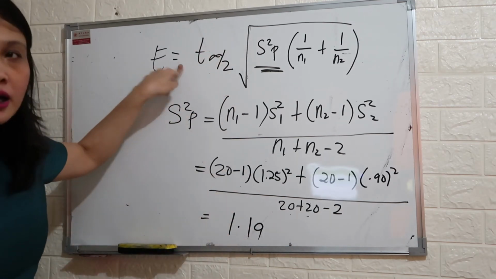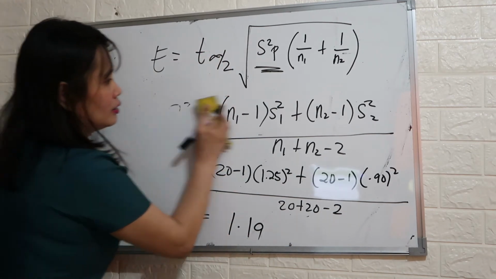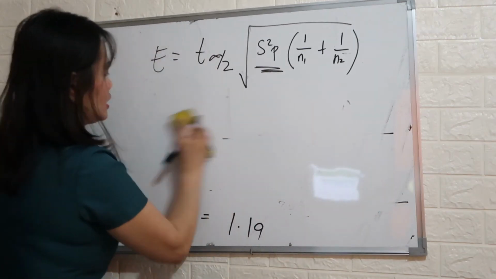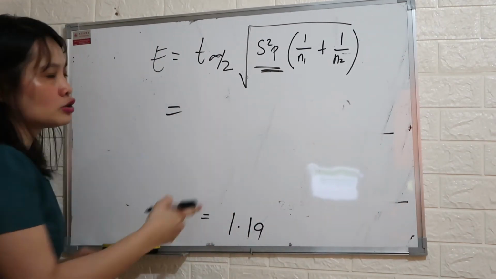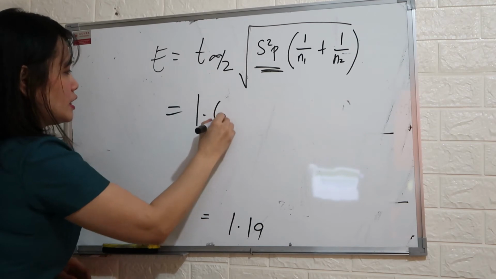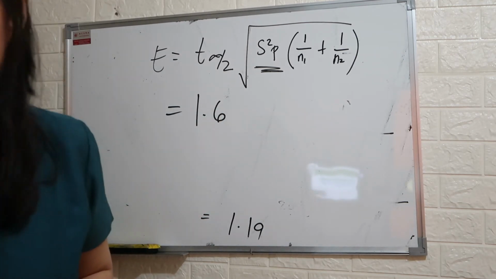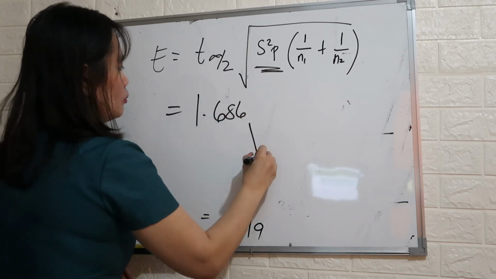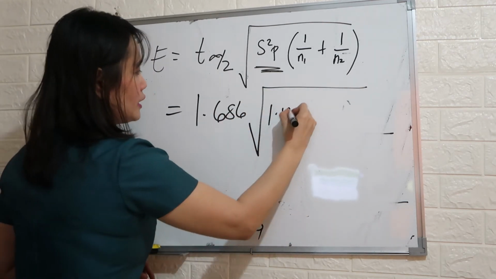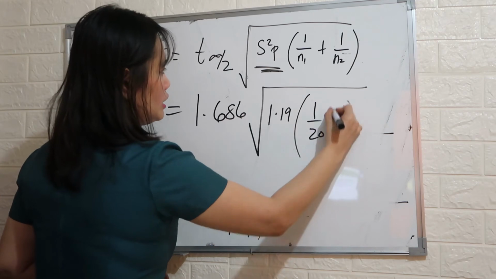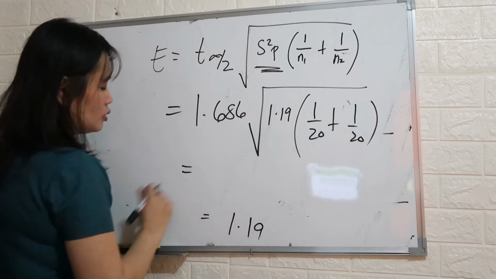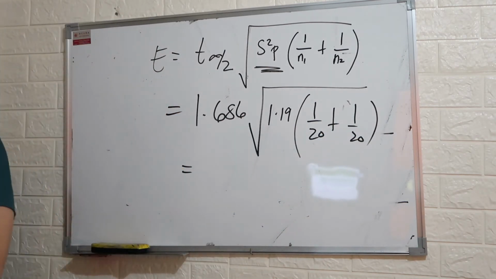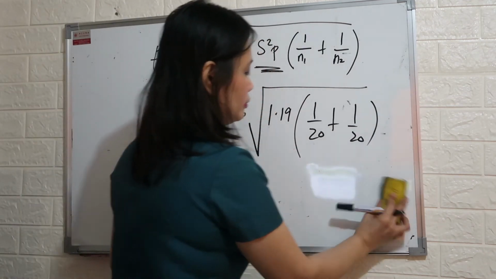So we can now solve for margin of error. So T alpha over 2, that is 1.6, what? Ano yung binigay kanina? 1.686 multiplied by the square root of 1.19 multiplied by 1 over 20 plus 1 over 20. So what will be the answer? What will be your margin of error?